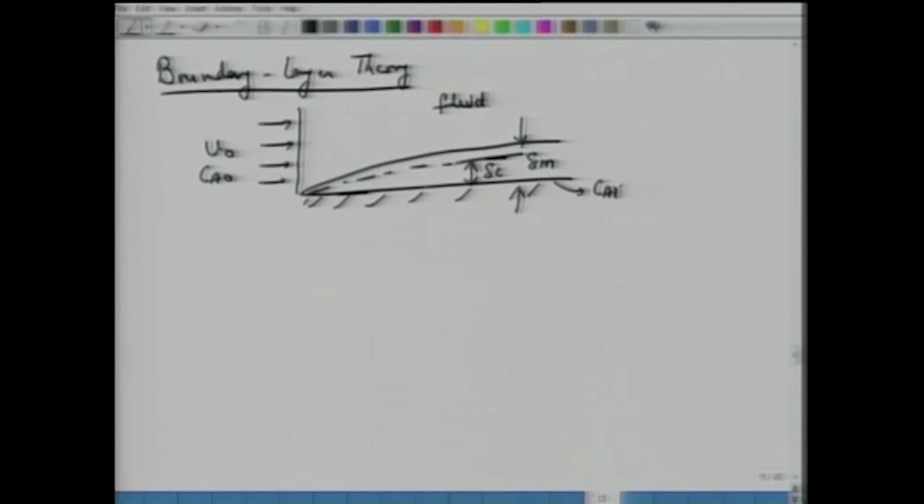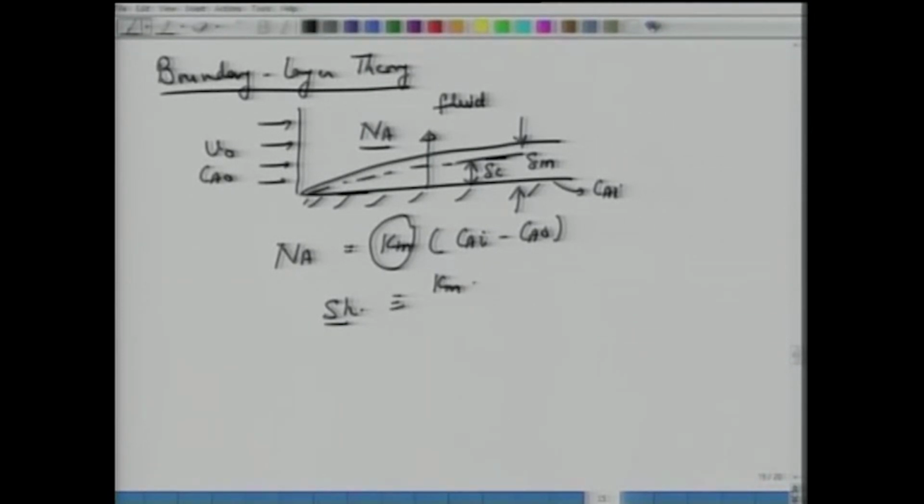If we are asked to calculate the diffusion flux NA, we can write NA equals the mass transfer coefficient times CAi minus CA0. In this case, it has been shown that one can also calculate this mass transfer coefficient in terms of the Sherwood number, which is Km times the length of the plate L over the diffusion coefficient DAB. So these are the three theories which are quite popular to estimate mass transfer coefficients. Of course, we have to rely on extensive experimental data to predict this mass transfer coefficient.